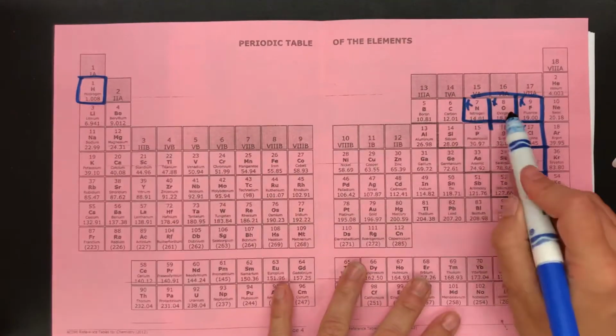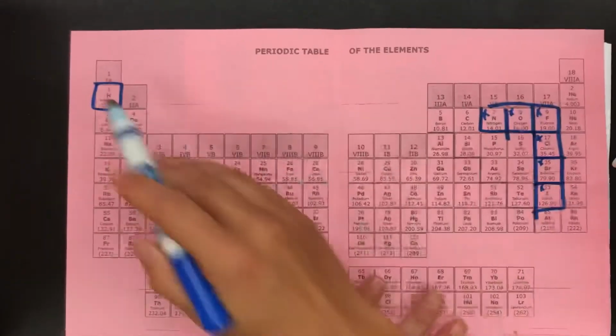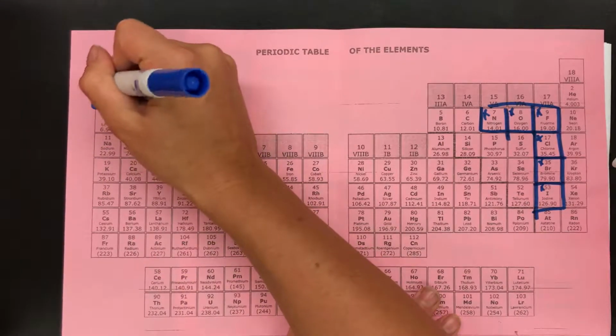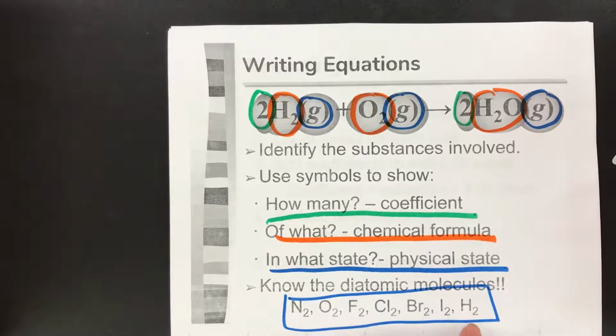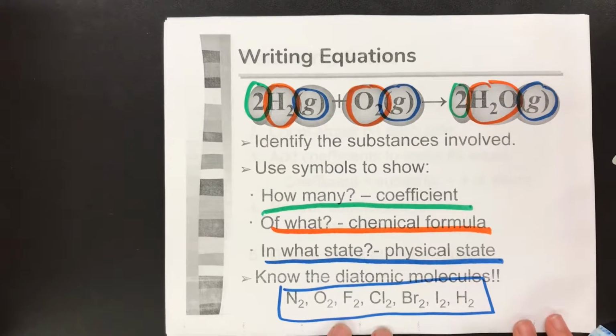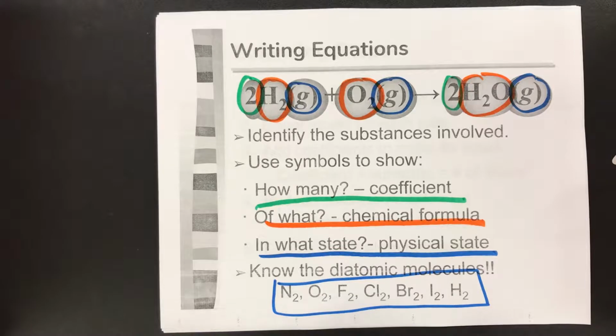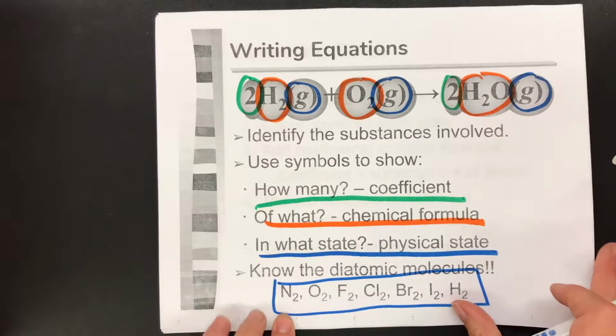Di. Okay, so N, O, F, Cl, Br, I, and H. These are diatomics. What that means is, when they're by themselves, they have to have a subscript of 2. So N2, O2, F2, Cl2, Br2, I2, and H2. They cannot be by themselves. So when I say oxygen gas, that is O2. Nitrogen gas, N2. Okay?